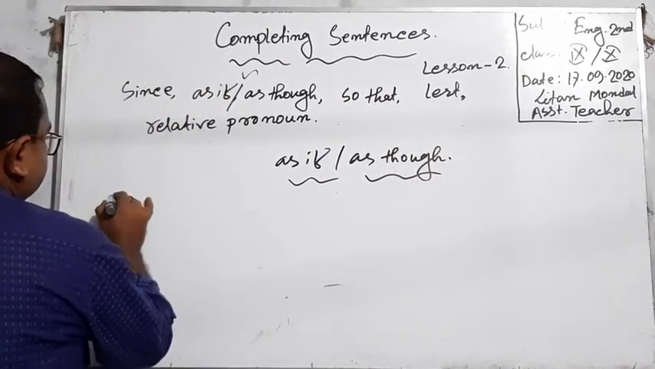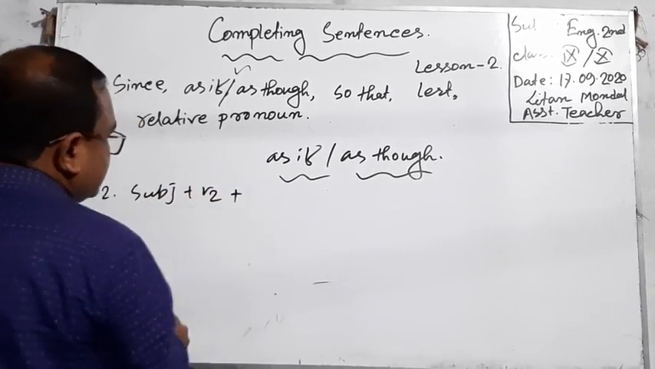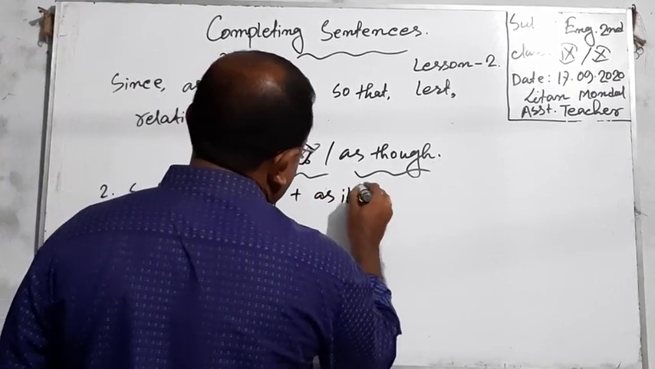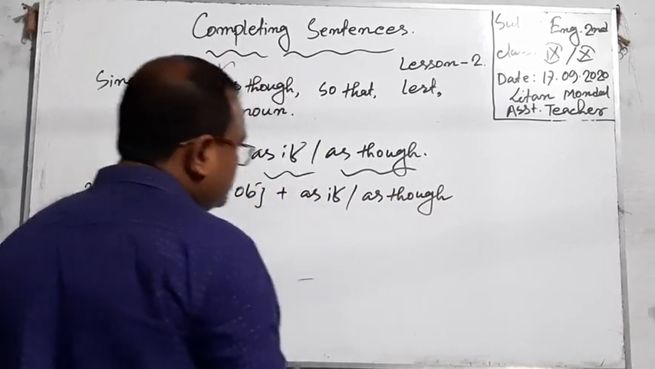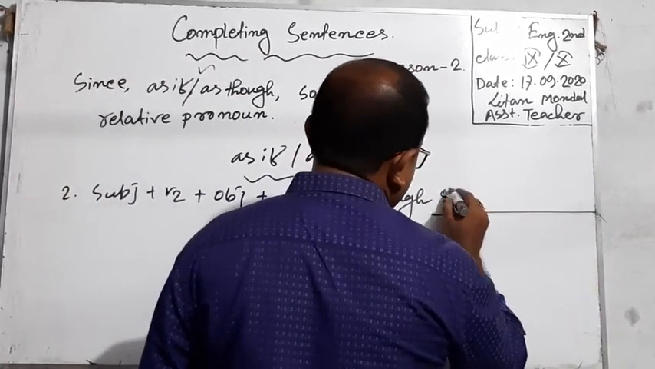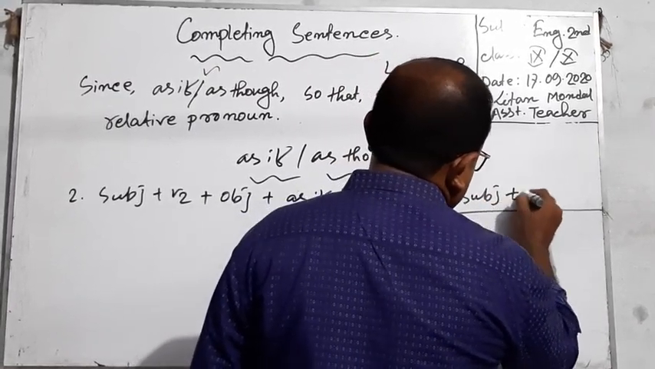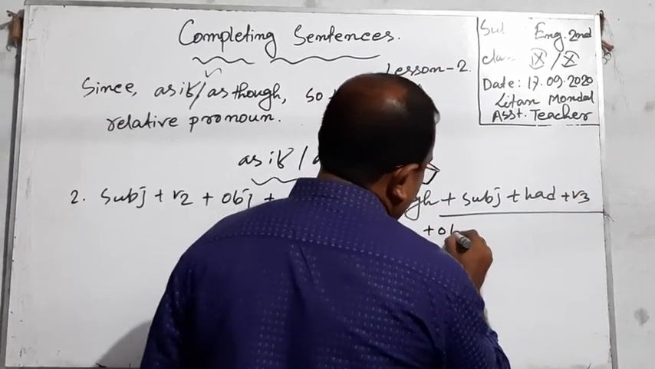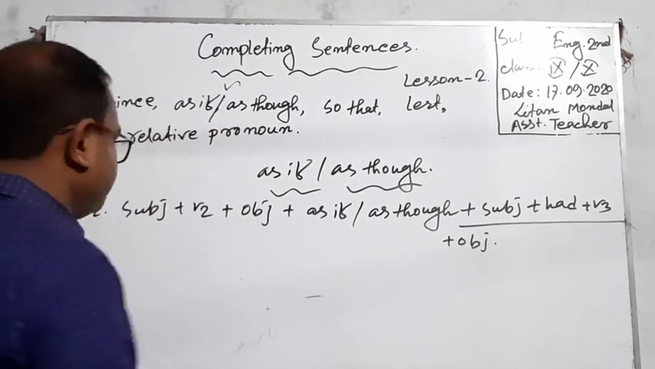This is subject plus V2 plus object plus as if or as though. Now the second clause will be subject plus had plus V3 plus object. Yeah, it is like the second structure of sense.